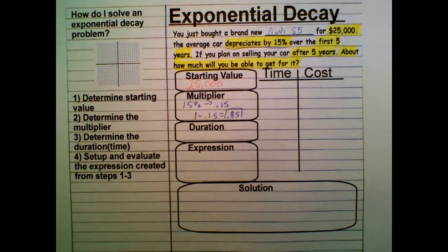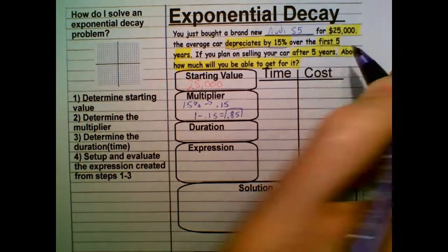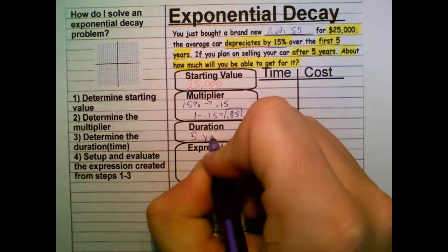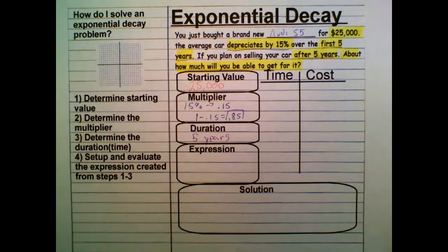Okay. Next, we got to figure out this duration. Well, the duration of this is 5 years. So we're going to sell it after 5 years. So 5 years. We put there. Now let's again figure out our expression.